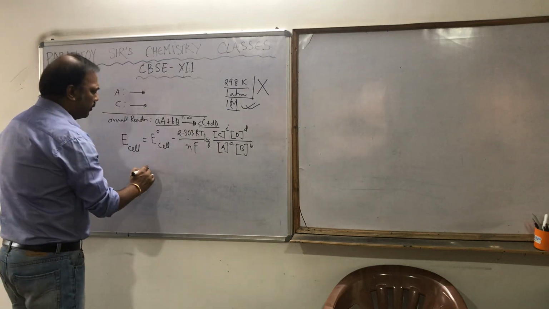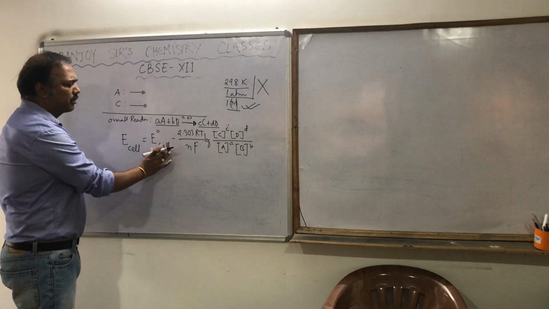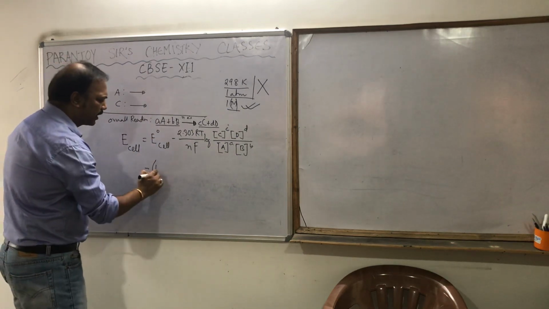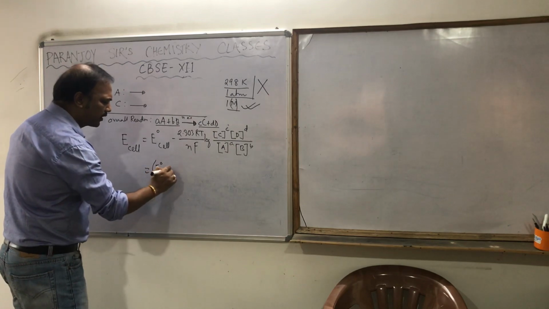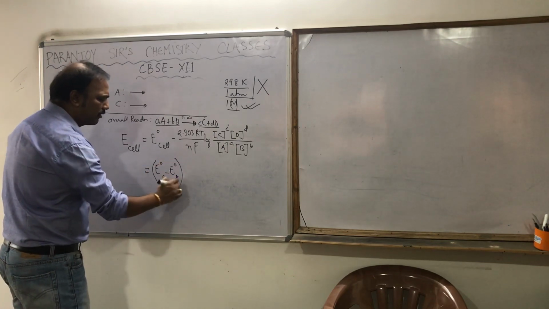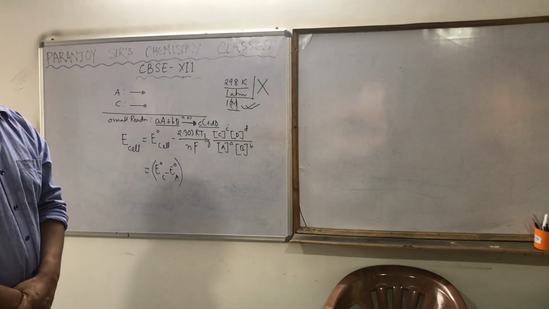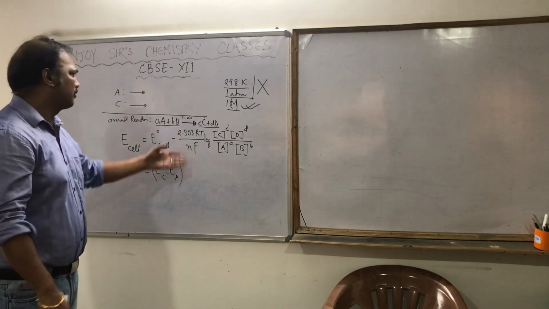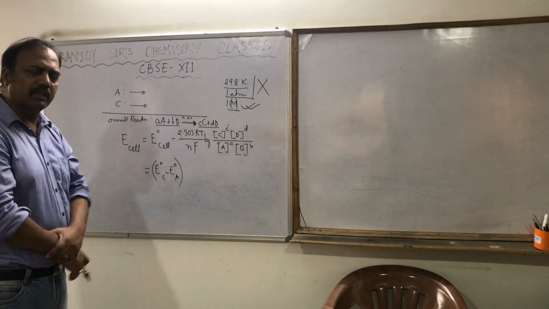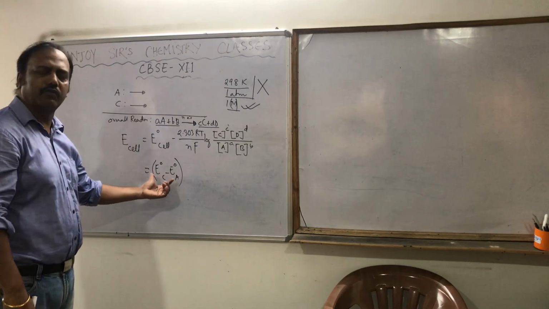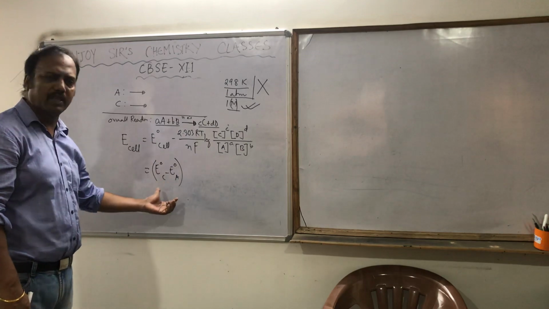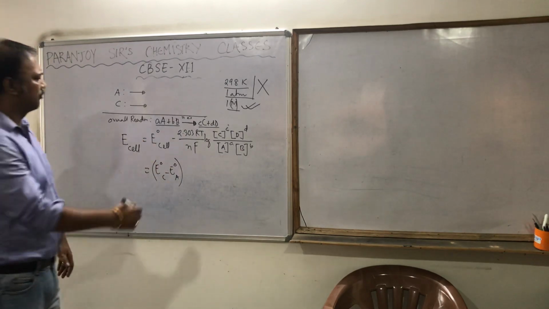Now, what is what over here? E0 cell means nothing but E0 cathode minus E0 anode. You can get these values if you know which is the cathode and which is the anode. We can get these values from the electrochemical series and write them down. So these values will be given to you. Don't worry about that. It's not that you have to remember these values.